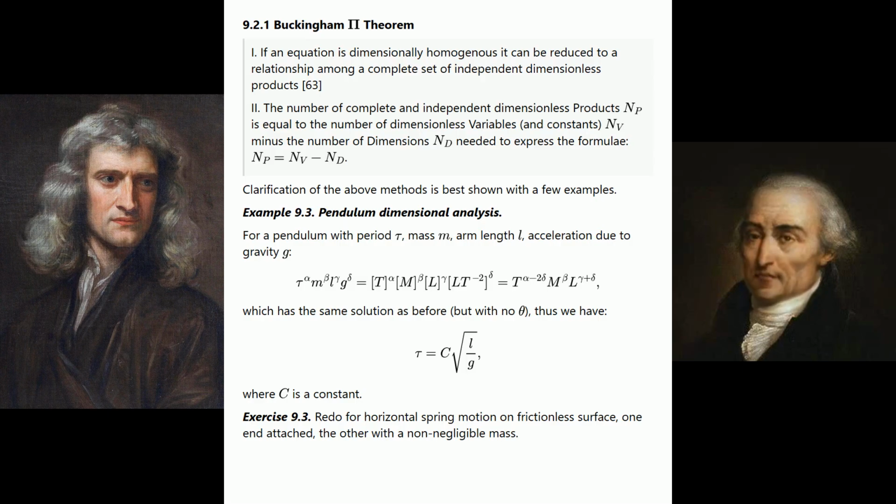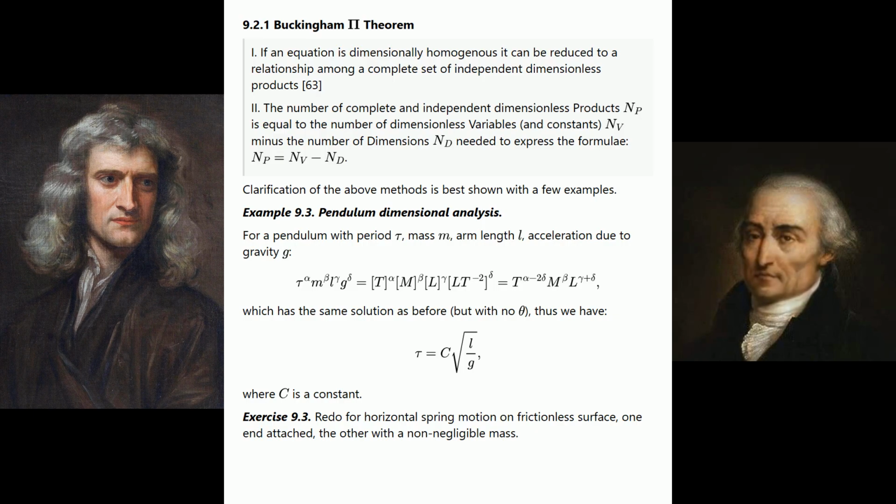9.2.1 Buckingham pi theorem. If an equation is dimensionally homogeneous, it can be reduced to a relationship among a complete set of independent dimensionless products too. The number of complete and independent dimensionless products n sub p is equal to the number of dimensional variables and constants n sub v minus the number of dimensions n sub d needed to express the formulae: n sub p equals n sub v minus n sub d.